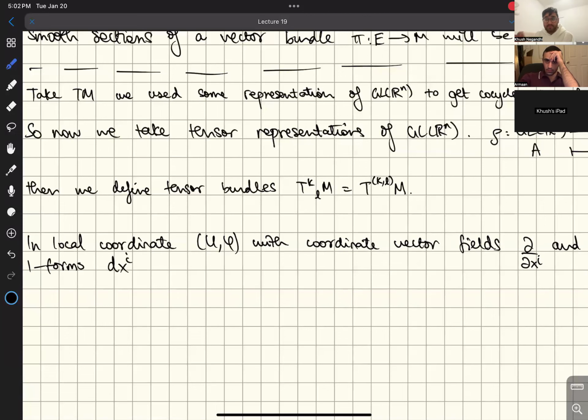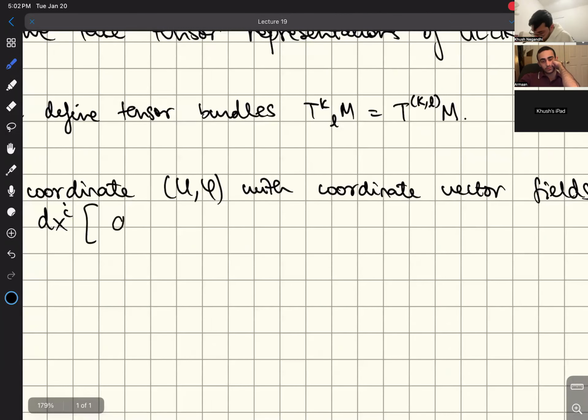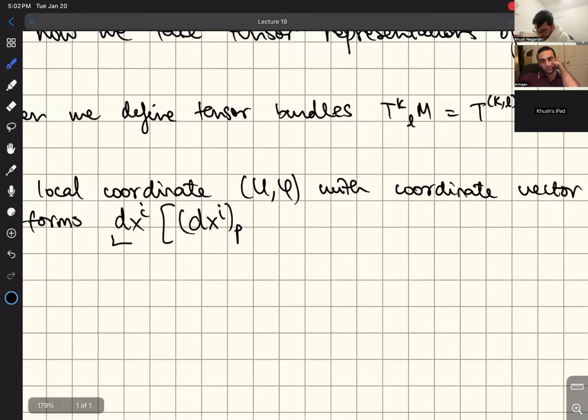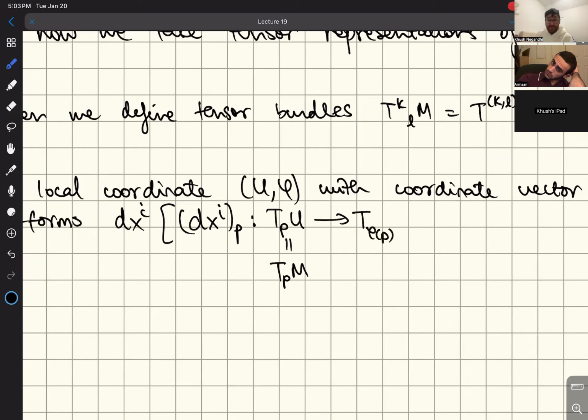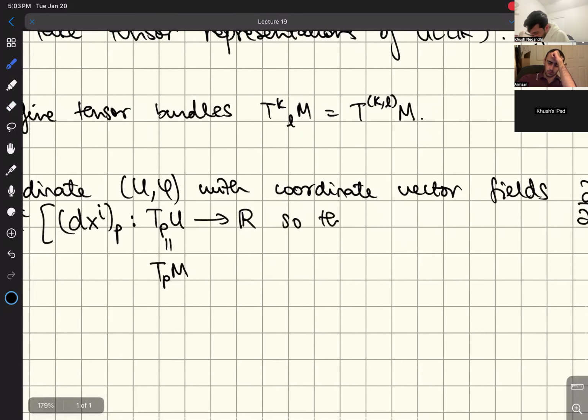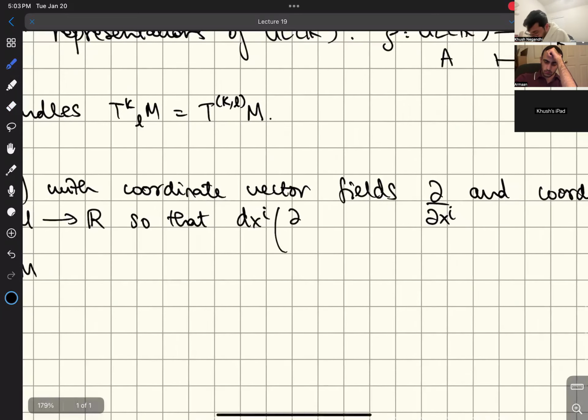dx^i. Since you weren't there last time, I'll tell you what these are. At each point, because remember this is a section of a vector bundle, so I need to describe it at a point. At a point, this thing takes in the tangent space of U, which is the same thing as the tangent space of M, and maps into R. Sorry, I'm overcooking here. This should just be into R. So dx^i, I'll leave off the point P, on the coordinate vector field partial j is just delta ij.